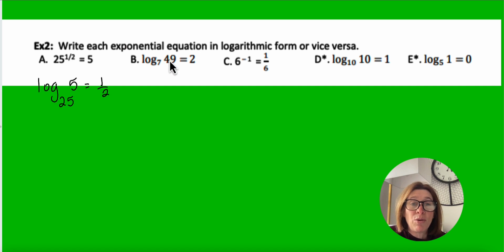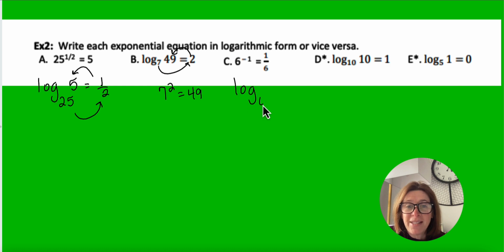Okay, now I want to go log to exponential form. 7 to the 2 equals 49. That's a true statement, right? 25 to the 1/2 power equals 5. All right, 6 to the -1 equals 1/6. Log base 6 of 1/6 equals -1. And that's a true statement, right? 6 to the -1 power equals 1/6.